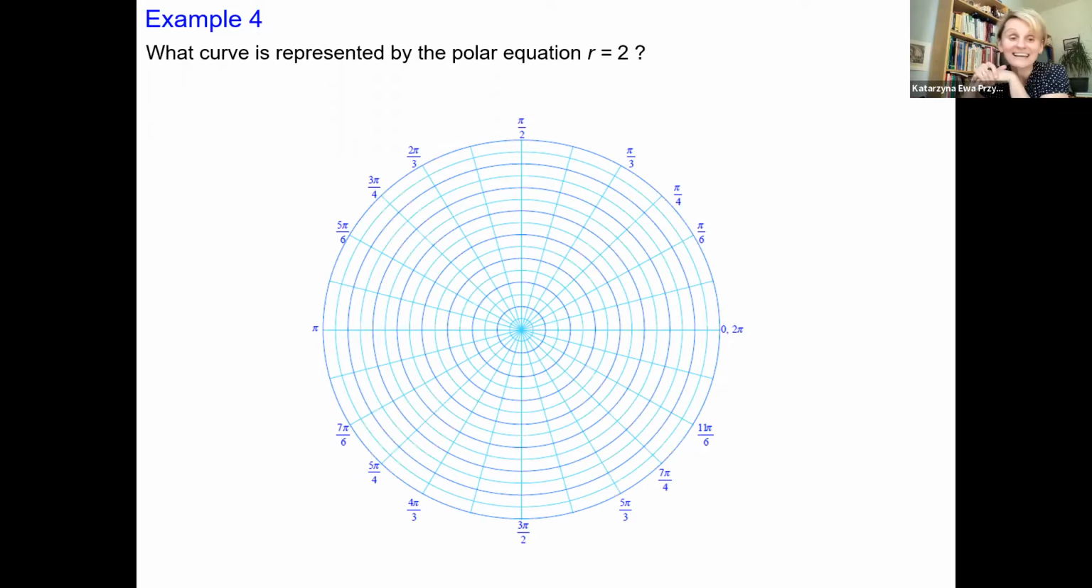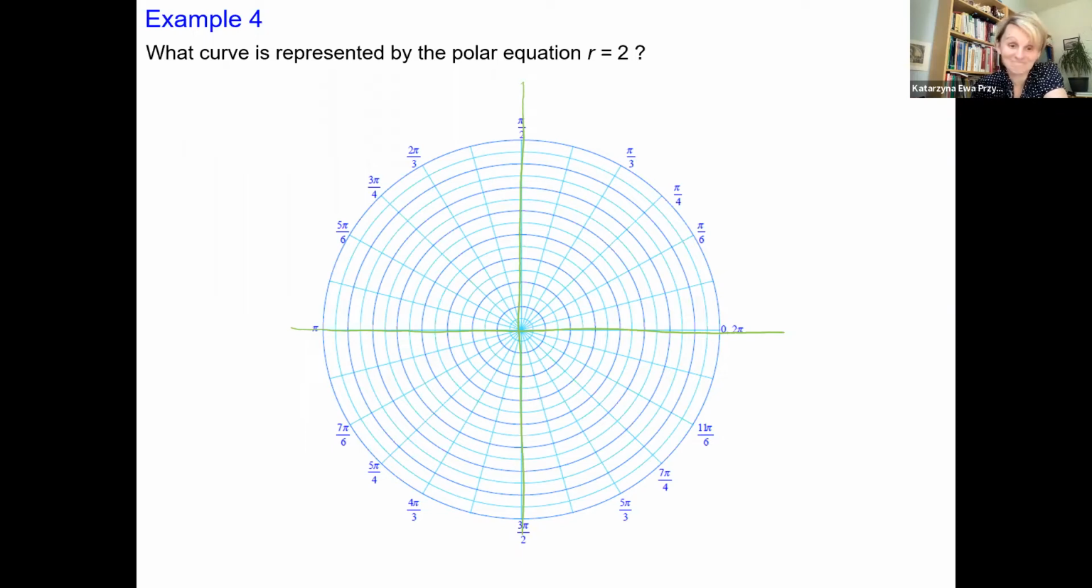This is a proper polar plane, which I usually still draw as the XY kind, with all of the angles, and now we can find the distance. What curve is represented by the polar equation r equals 2? It looks like a constant, yes, in one way, because r doesn't depend on theta. What do you think? What is this equation? If you can tell me, I can let you go.